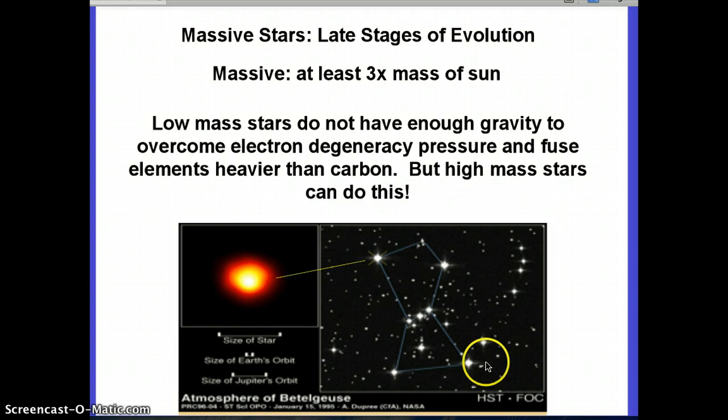That's Betelgeuse. This is the constellation Orion, where you can find Betelgeuse. It's that star right there. If you find the famous pattern of 3 stars in a line, that's Orion's belt, and this is his shoulder.